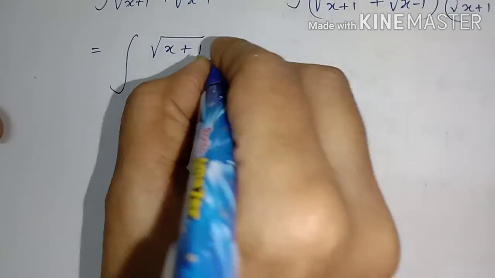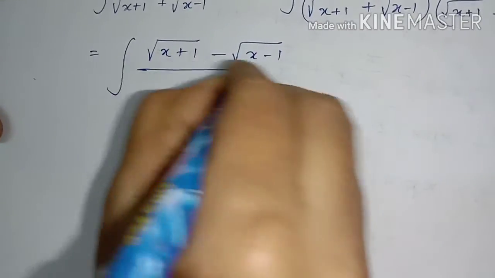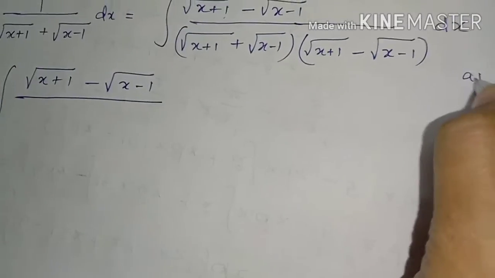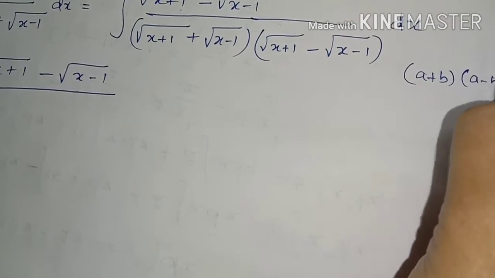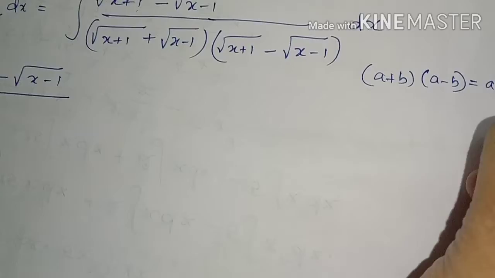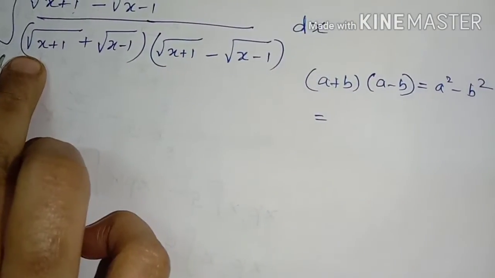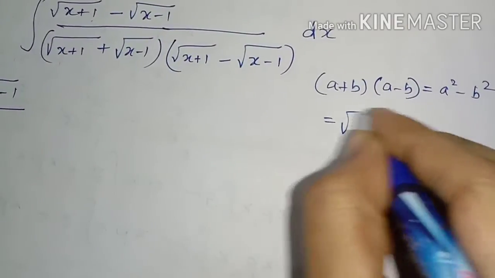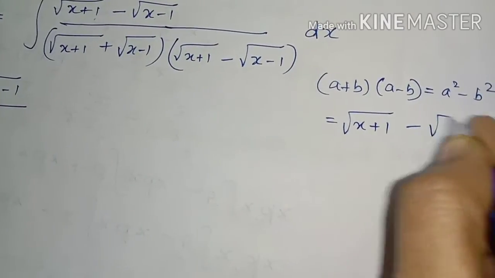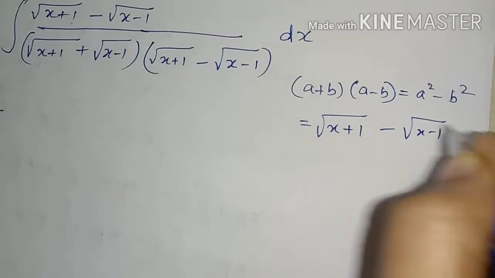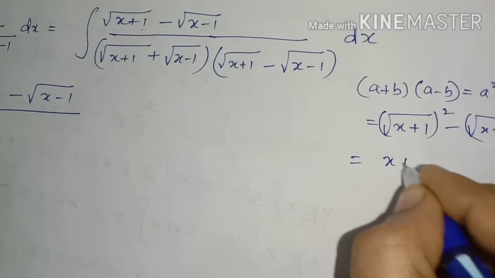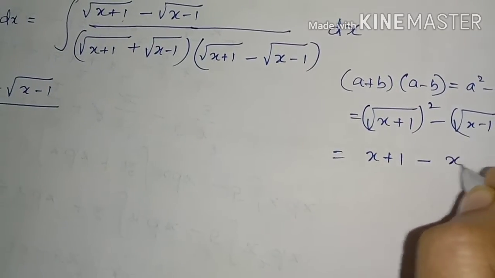So the numerator will be the same: square root of x plus 1 minus square root of x minus 1. The denominator is of the form a plus b, a minus b, which is equal to a square minus b square. In this you take a as root of x plus 1, b as square root of x minus 1. Write in this form, the whole square.